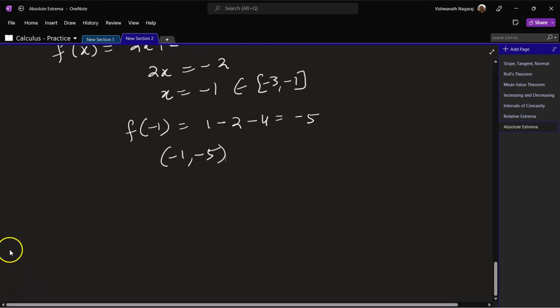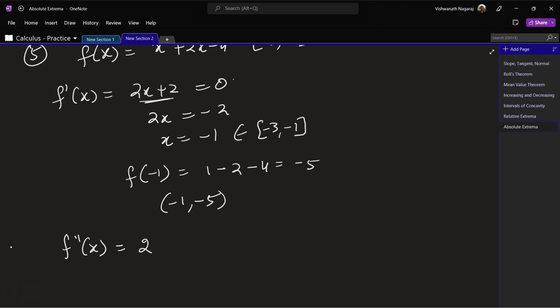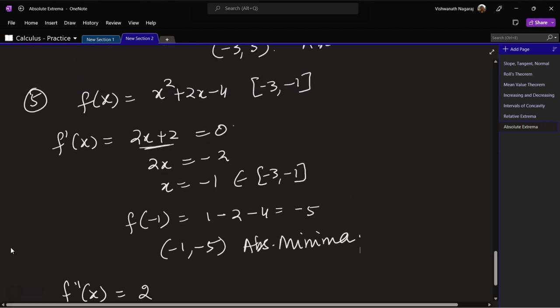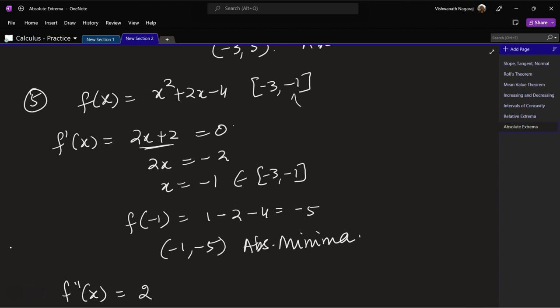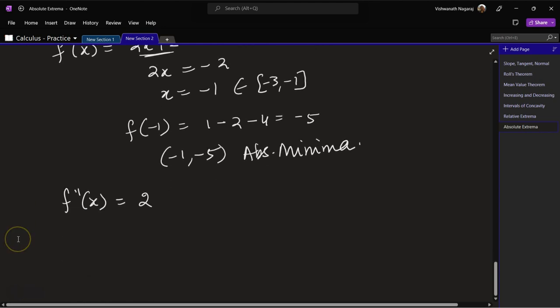Now let's look at the second derivative and see what happens. F double prime of x is equal to 2, differentiating this, which is positive. That means it is concave up. If it is concave up, this is going to be absolute minima. Now remember, this minus 1 was one of the endpoints. If that is the minima and there is no other point in the curve where the slope is 0, that means the other endpoint is going to be the maximum.